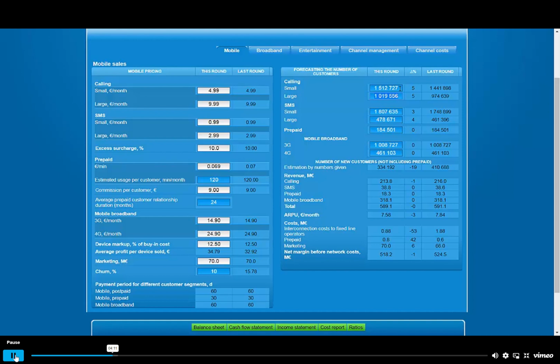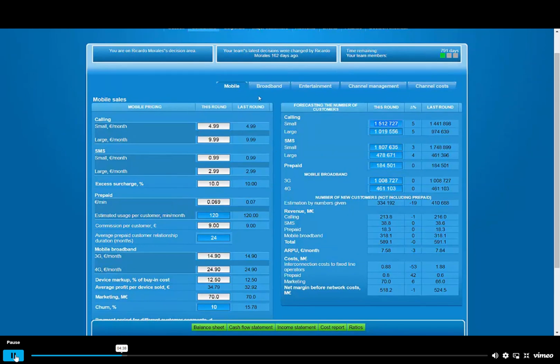These blue cells here do not have any actual impact to the real results, but they will influence your pro forma statements when you go through the decision-making process. And once we have done these estimations, then we can also see what kind of profitability we can expect from this mobile service from our consumer customers.